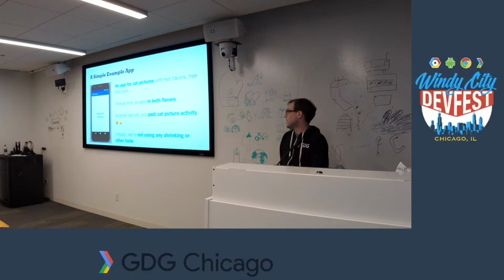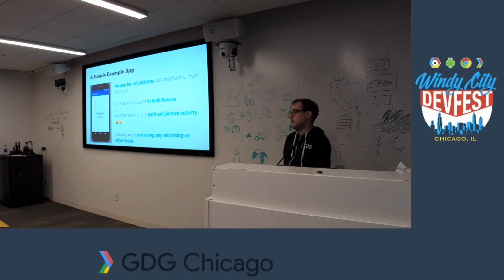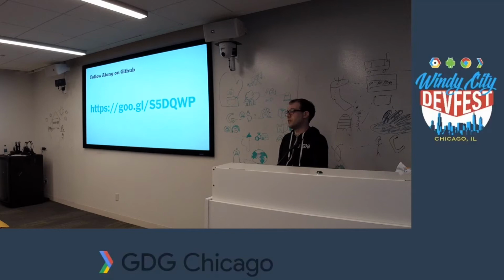So we have an example app. It's an app for cat pictures, because cat pictures are awesome. It has two flavors, free and paid. And there's one activity in each flavor: one for a free cat picture, and the second is a paid cat picture activity. Initially we're not using any shrinking or other tools. In the main activity it checks what my flavor is, and if it's free, it makes that button visible. You can follow along with this app here. The source code's on GitHub, and that's a capital SM5.